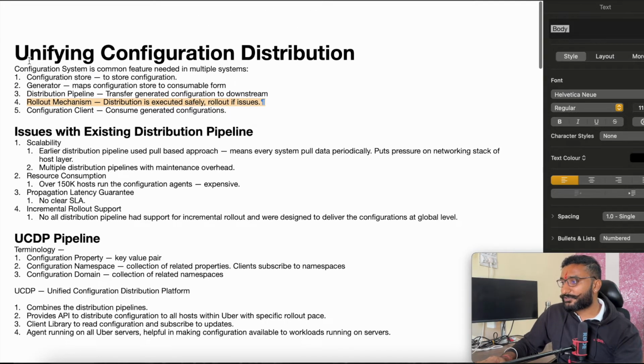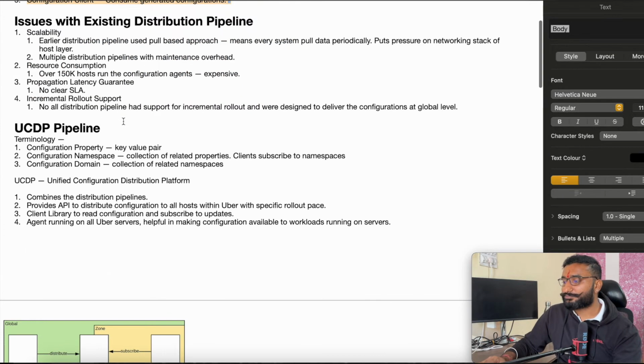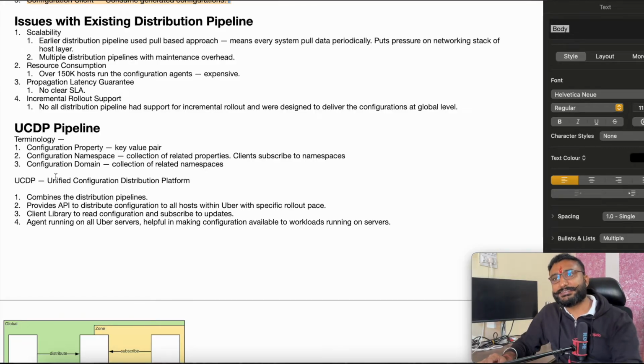We already discussed what we need in a configuration system. Now, the architecture: the UCDP pipeline. UCDP means Unified Configuration Distribution Platform. It is responsible for configuration. It has the configurations and it distributes them to whichever client is subscribed for those particular configurations.